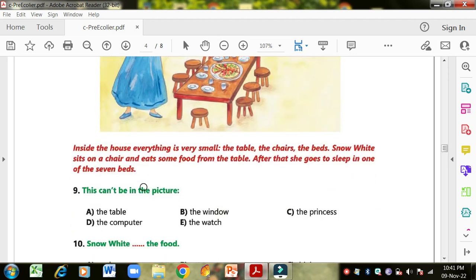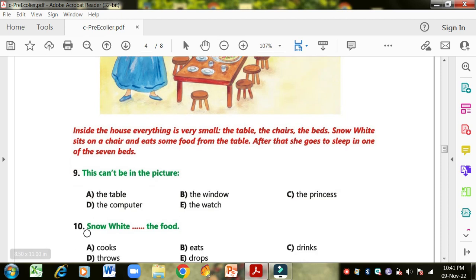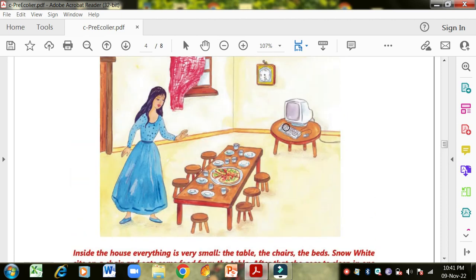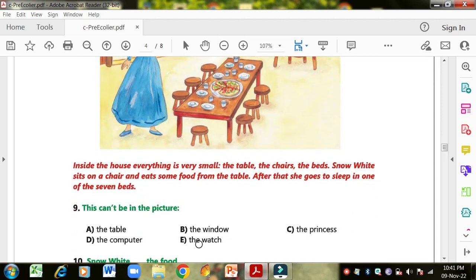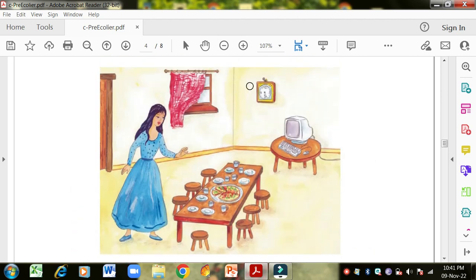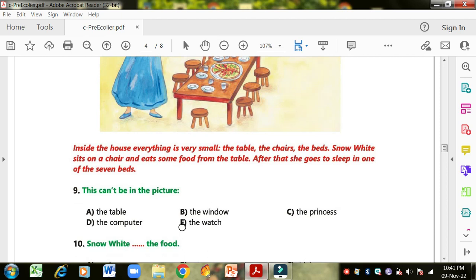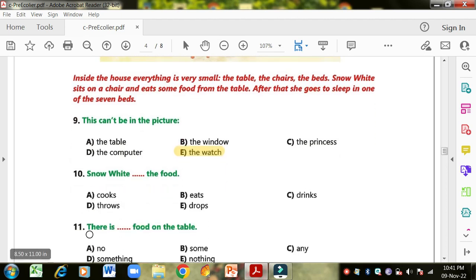We are finding what is not in the picture. Okay, the computer. You can see that the computer is here. There is a mouse, keyboard and the computer monitor is here. So what is not there? The watch. The watch is not here. There is a clock over here. It is on the wall, but the watch is not there. So you have to circle watch. Okay, watch is the answer.